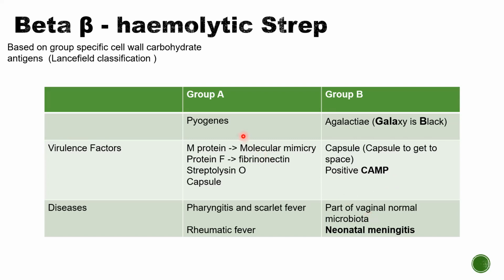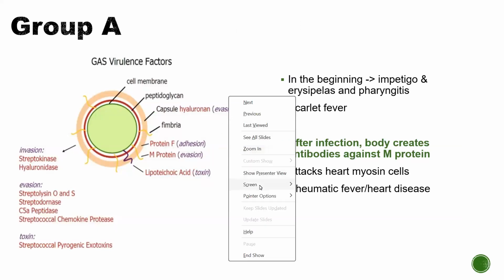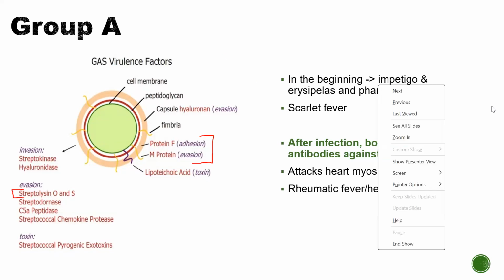Now going to group A. Group A is very, very important. The main virulence factors you need to know are protein F, M protein, and streptolysin. This is a very important condition, especially in CVP, which you're going to take next year. So let's start one by one.